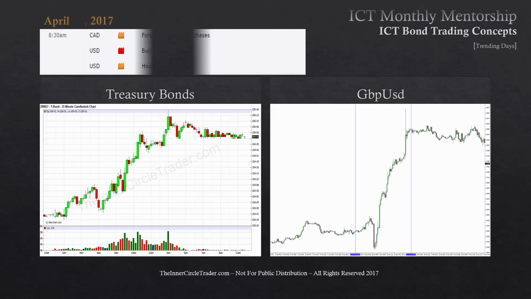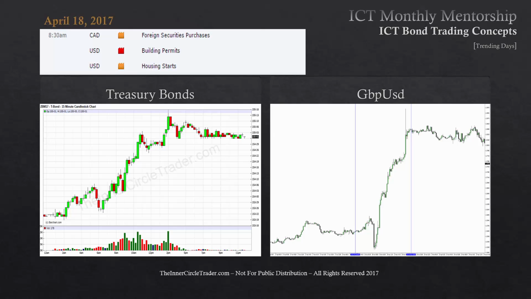Okay, we're going to look at another day here. This is April 18th, 2017. You can see the economic calendar going into the New York session at 8:30. So we had a high impact building permits, dollar-based. Treasury bond market also was at a discount array. Allowed to trade from a discount. Expansion, small ranges on the daily, large ranges expected.